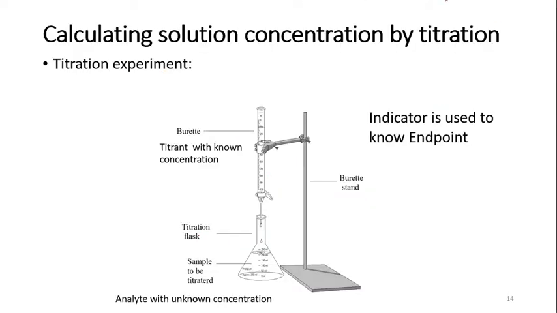Calculating solution concentration by titration. I use a titration experiment to obtain my concentration. Usually I have a burette which I fill with the titrant, with a known concentration, and a titration flask. This titration flask contains a certain volume of my titrated sample that I want to find the concentration of. And I also use an indicator to indicate the end point, usually a change of color. The change of the color would give me indication for the end point of the reaction.